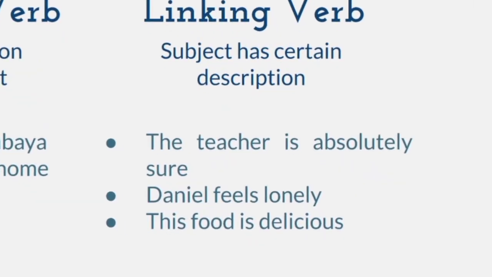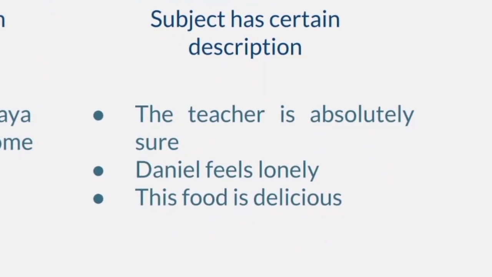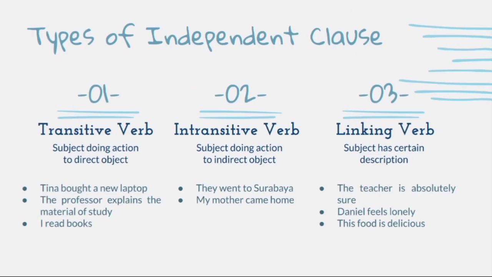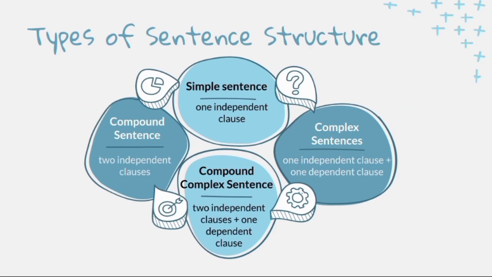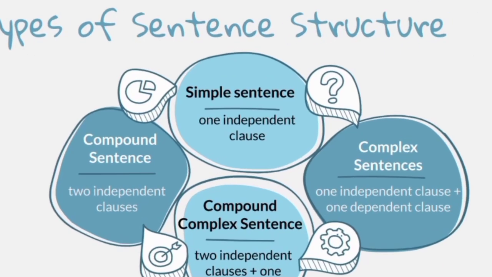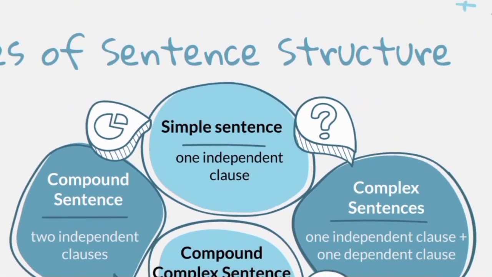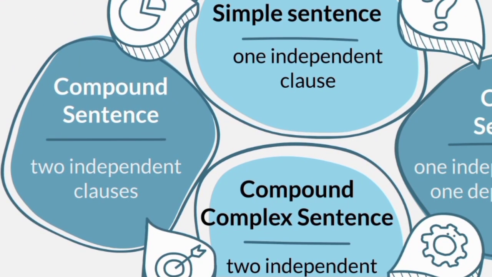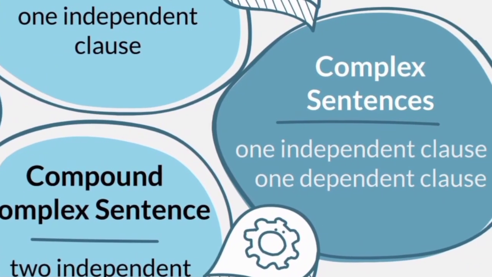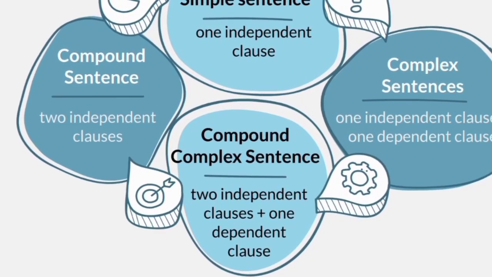For example, the teacher is absolutely sure. Daniel feels lonely. This food is delicious. Dalam independent and dependent clause memiliki 4 macam type of sentence structure yang terdiri dari simple sentence, then compound sentence, and then complex sentence, and compound complex sentence.